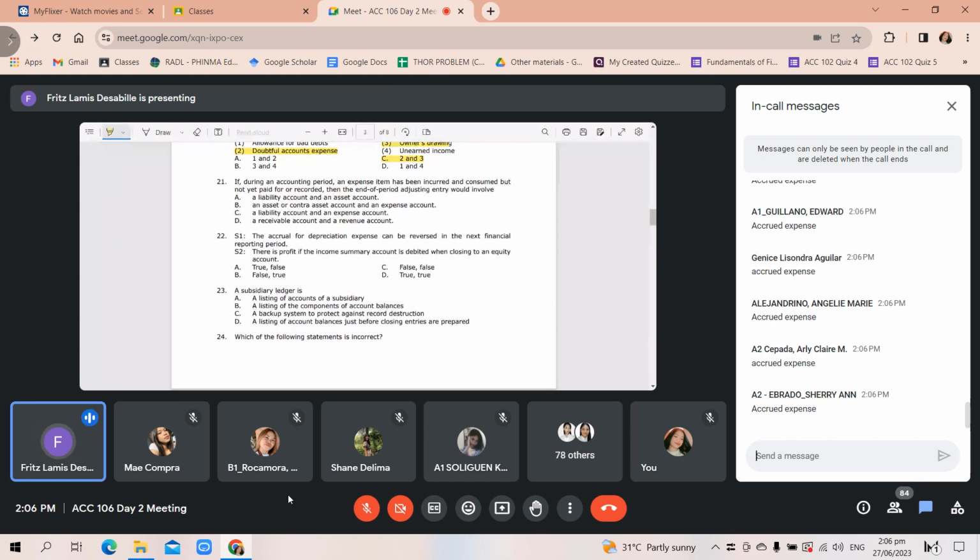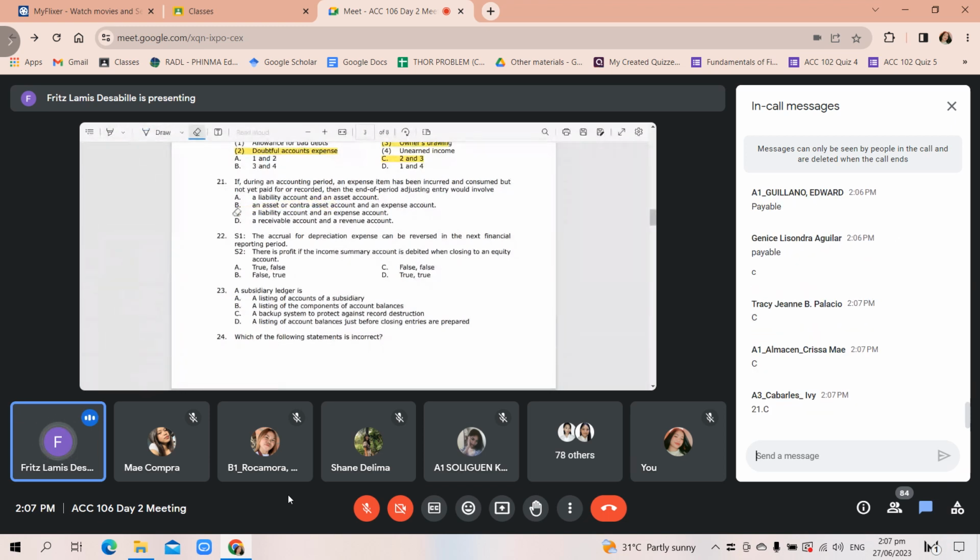So when we adjust for an accrued expense, what is our debit? Debit what? Debit expense, credit what? The pair of the expense, a payable or a liability. So what is it here? A liability and an expense account. Letter C. So accrued liability and an expense.